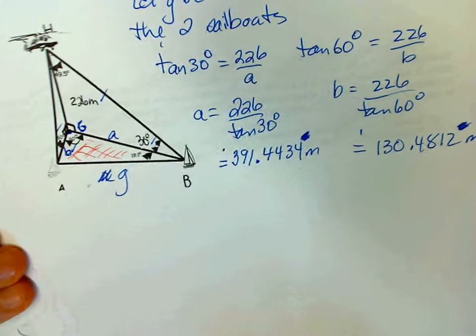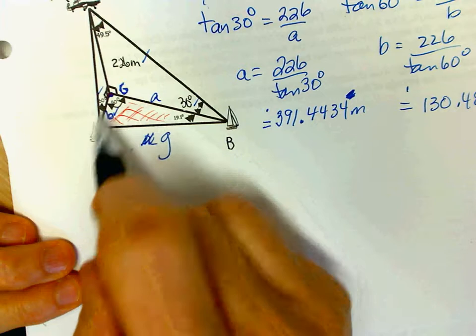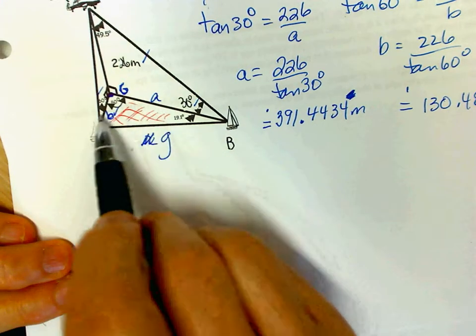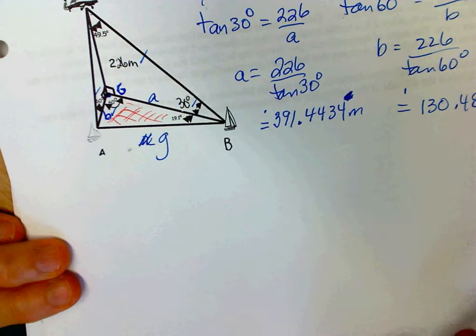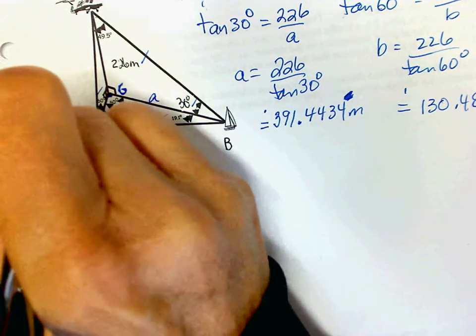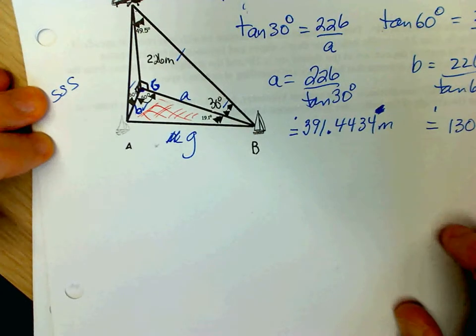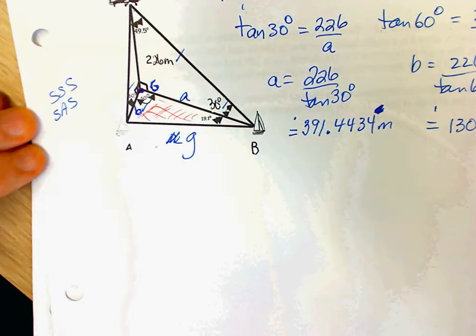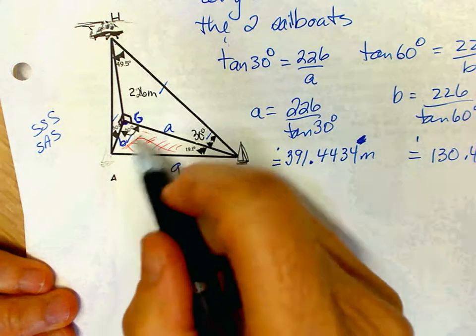So now we have side angle side. What law do we use for side angle side? Cosine law, right? Remember, for cosine law, if you see side, side, side, you're using cosine law, and if it's side angle side, you're using cosine law, okay? The contained angle.